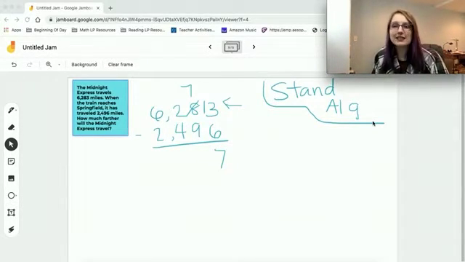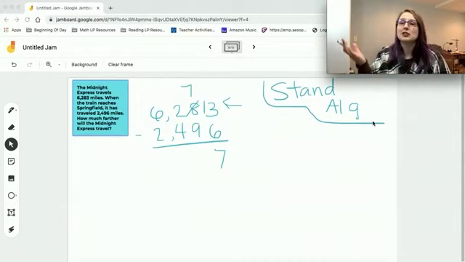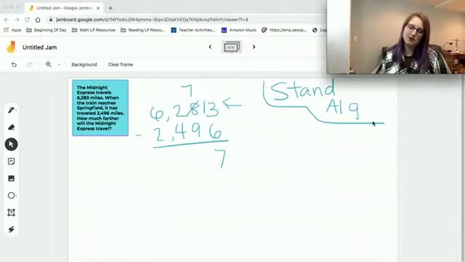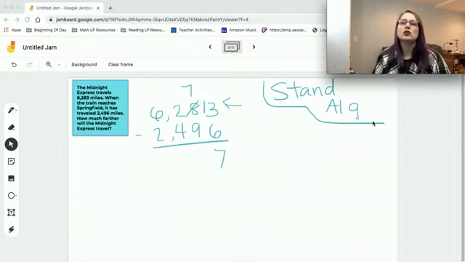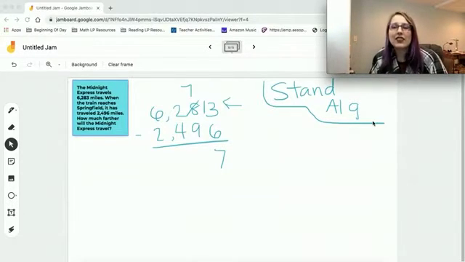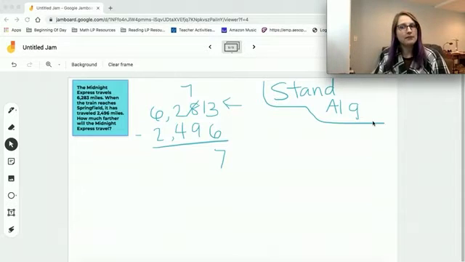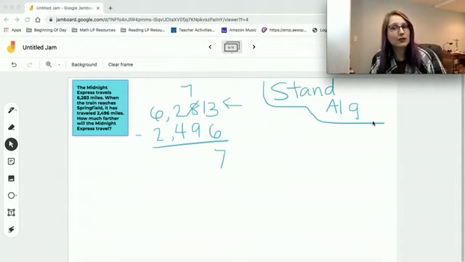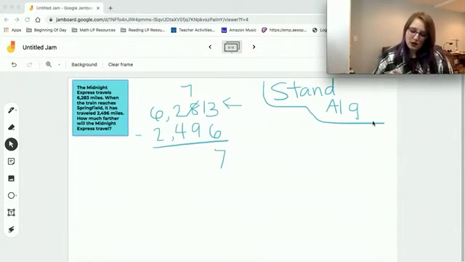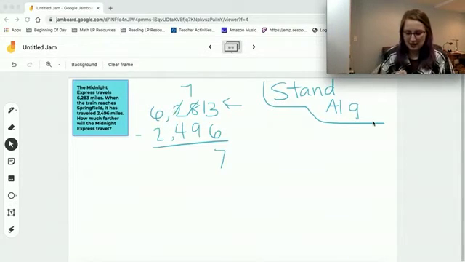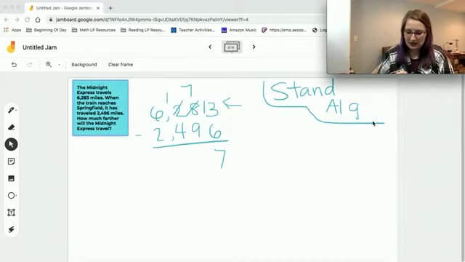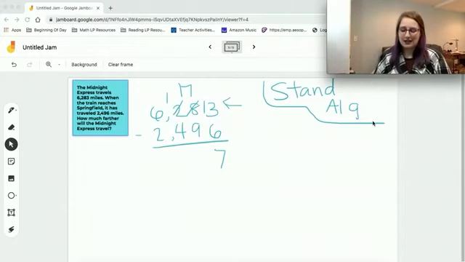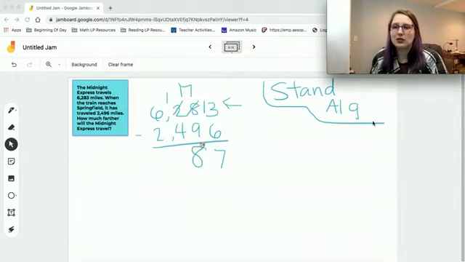Now I get to move on to the next place value, which is our tens. We have 7 tens in the top number, and we have 9 tens in the bottom number. That doesn't work again because 7 is too small. You cannot take 9 things away if you only have 7 of them, right? So now we need to borrow or regroup again from our neighbor to the left, which is our 2. So we're going to take away our 2 and turn it into a 1, and our 7 is now going to become a 17. 17 minus 9, I know, equals 8, so I'm going to add an 8 there.